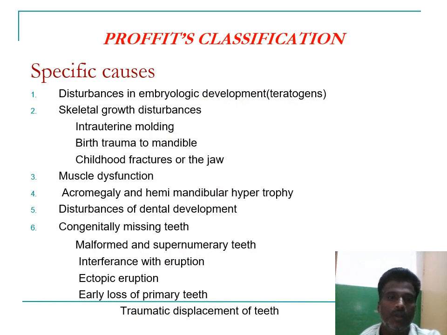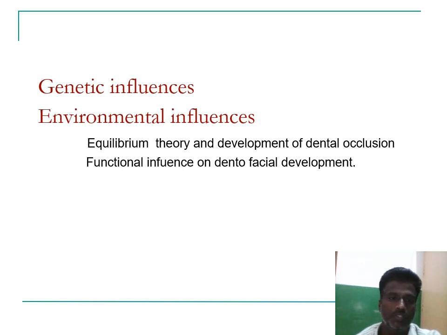Proffit's classification gives specific causes of etiology of malocclusion: disturbances in embryological development, teratogens, that means drugs. Then skeletal growth disturbances: intrauterine molding, birth trauma to the mandible, childhood fractures of the jaw, muscle dysfunction, acromegaly and hemimandibular hypertrophy. Disturbances of dental development: congenital missing teeth, malformed and supernumerary teeth, interference with eruption, ectopic eruption, early loss of primary teeth, and traumatic displacement of teeth. And genetic influences and environmental influences.